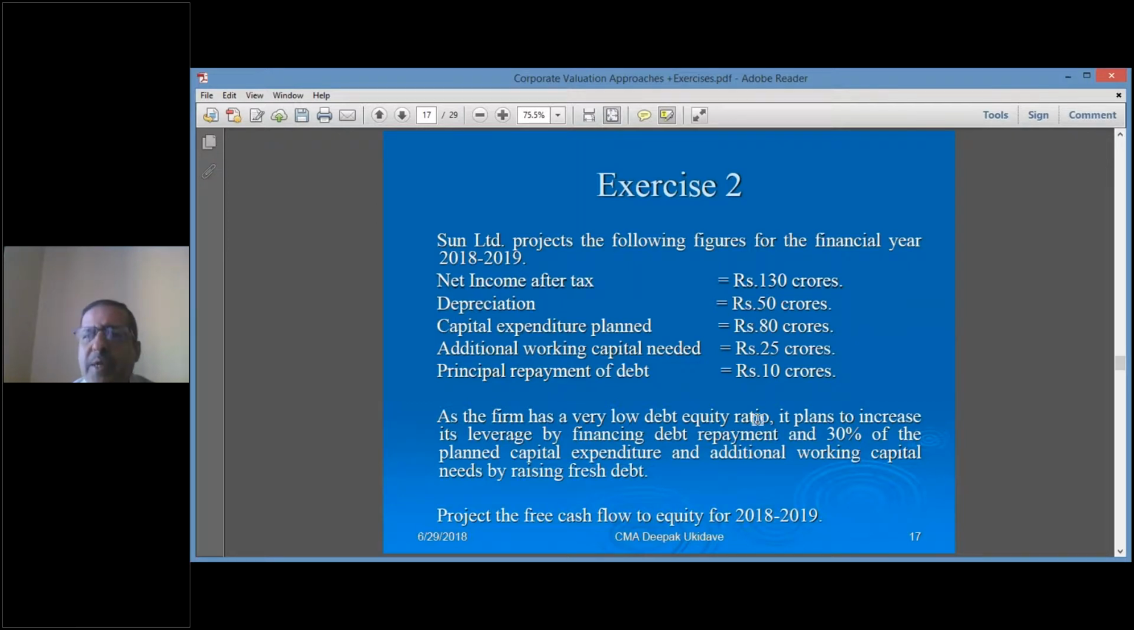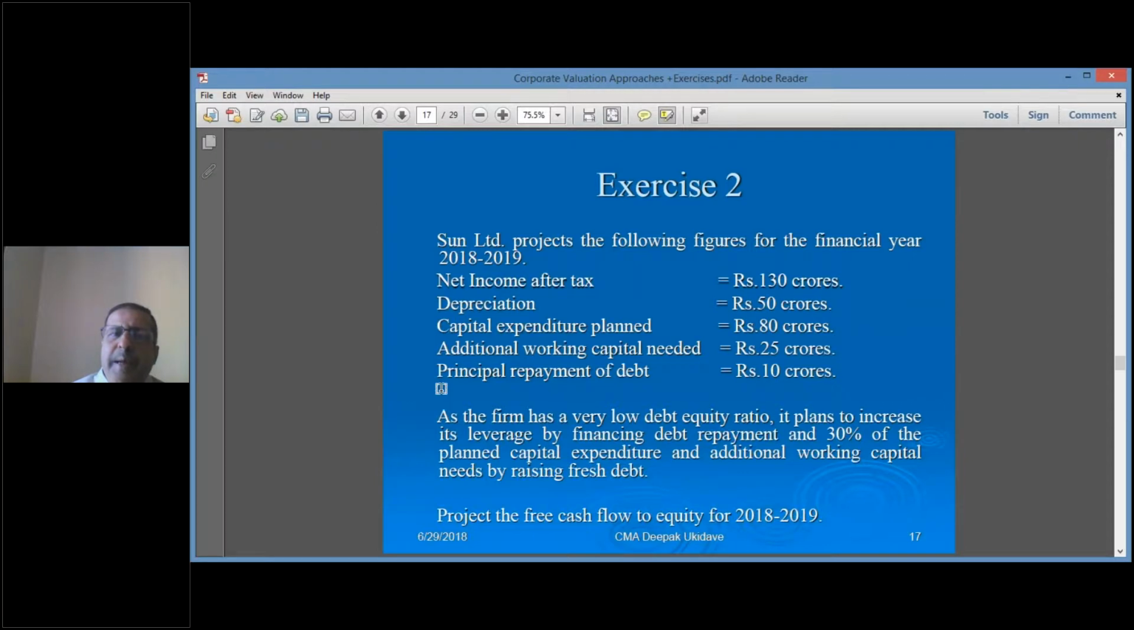Sun Limited has projected the following figures for the financial year 18-19, that can now become 2021 also, or 21-22. That's not important, but these projections are given. Net income after tax 130 crores, depreciation 50 crores, capital expenditure planned 80 crores, additional working capital needed 25 crores, principal repayment of debt 10 crores. So you are repaying the debt, so that is also resulting in cash outflow, that is 10 crore.